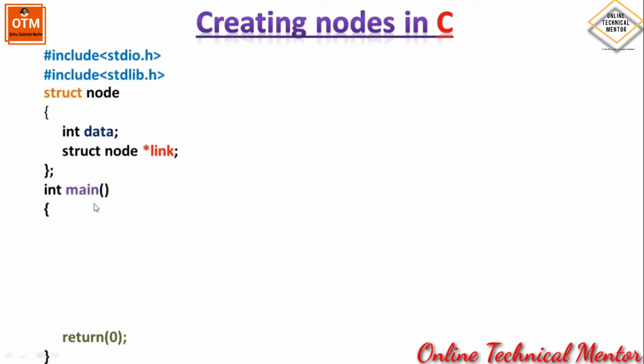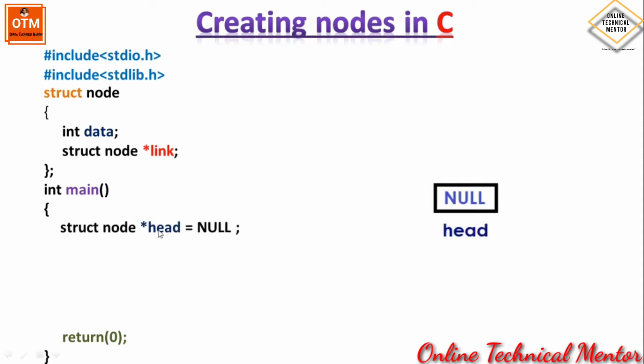Next, the main method. So I have written int main. Since the return type of main is int, I have written return 0 at the end. Now before creating a node, we have to declare a pointer variable head which will point to the first node of the linked list. Here I am not going to create a linked list. I will simply create a single node, and that node will be pointed to by some pointer variable head. So let's declare a head pointer variable. Obviously the head pointer variable will be struct node type and it will be initialized with NULL. Look at the picture. So head is a pointer variable and it is pointing to NULL initially.